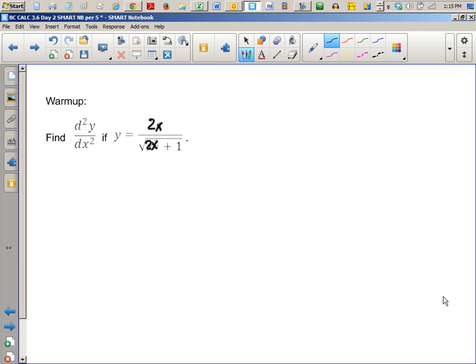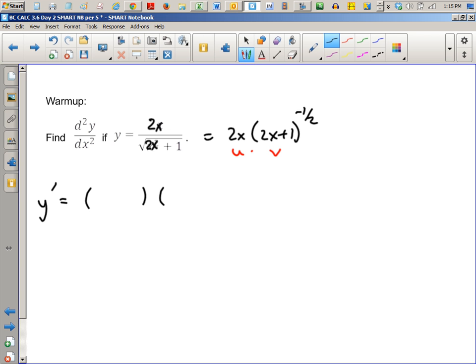Okay, so what you want to do is write this as 2x times (2x + 1) to the minus half. And then you can treat this as like u times v. Right? So how many of you set it up like that where you're doing a product rule? Hopefully. Okay.